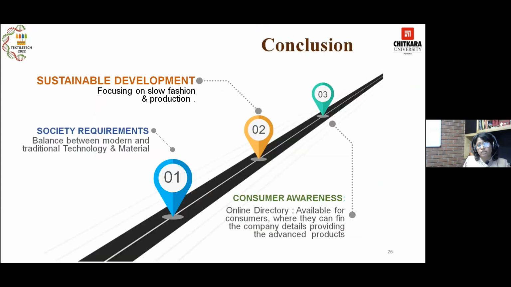The only thing I want to say on this platform is that we need to understand and think about what society's requirements are, and we need to make a balance between modern technology and traditional technology and materials. Another thing is we need to focus more on slow fashion and production, how much to produce and what to produce. And last but not the least, consumer awareness about such products and from where they can buy is an important area where everybody needs to work, so that consumers can be benefited and whatever industries are producing can be given to the consumers.